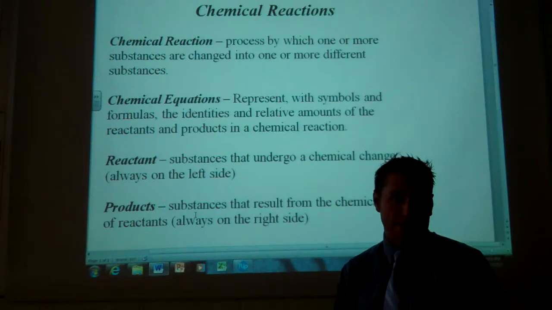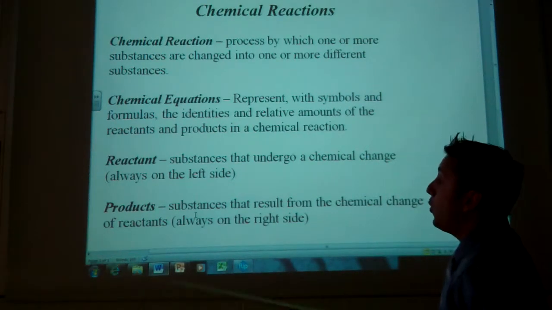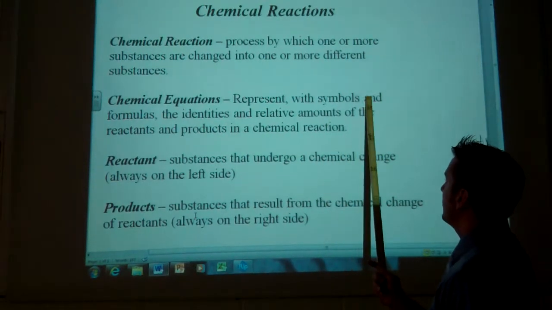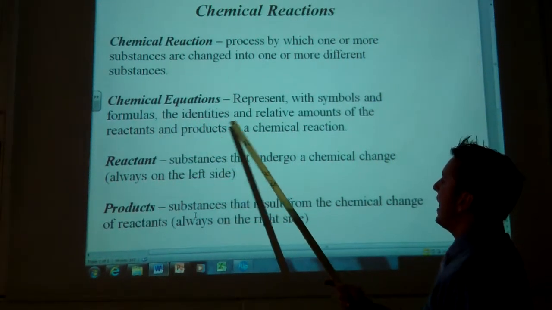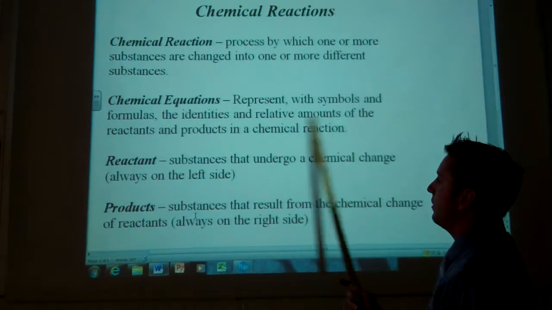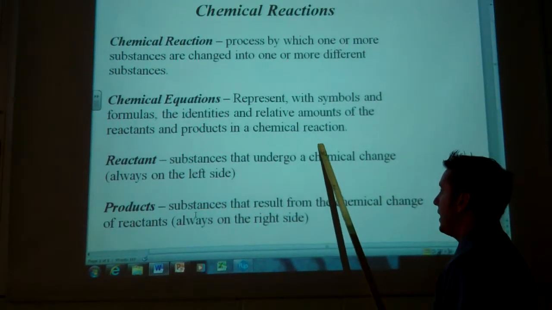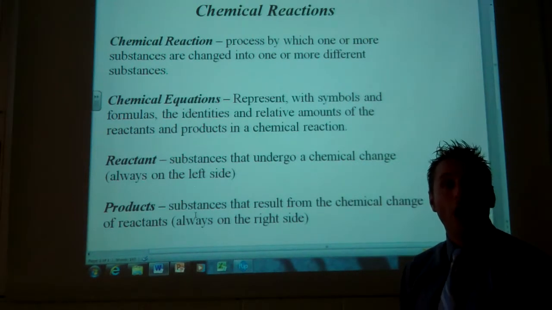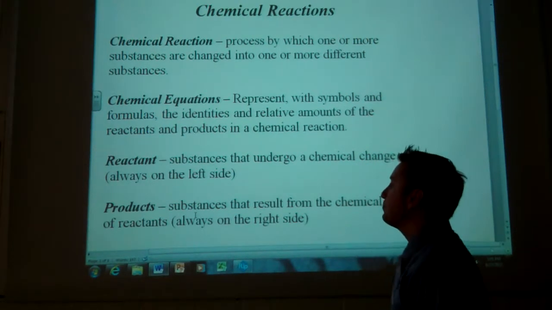There is a shorthand for representing that process. We call it an equation. A chemical equation represents, with symbols and formulas, the identities and relative amounts of reactants and products in a chemical reaction. It tells us what things are interacting with each other and what things are forming.